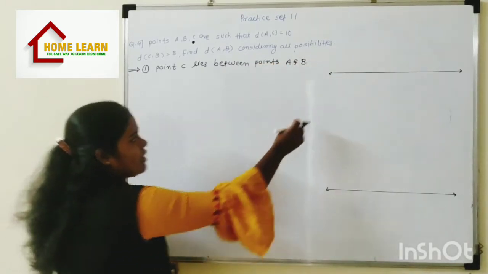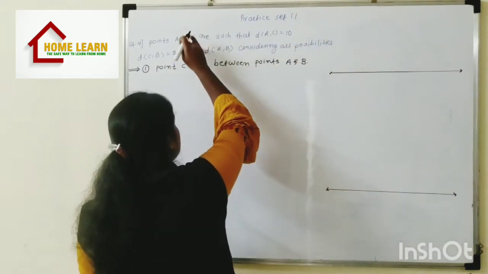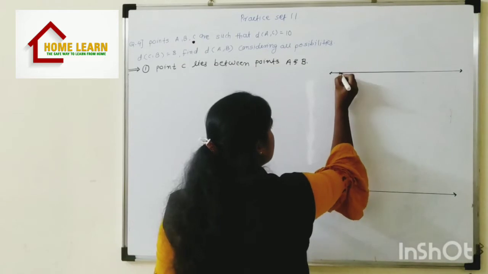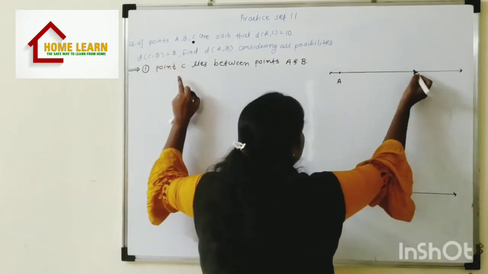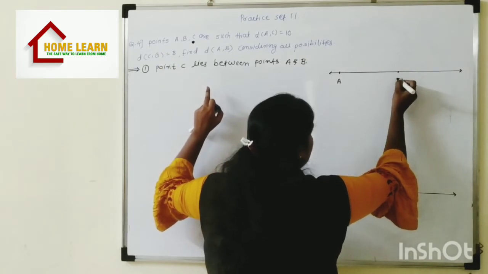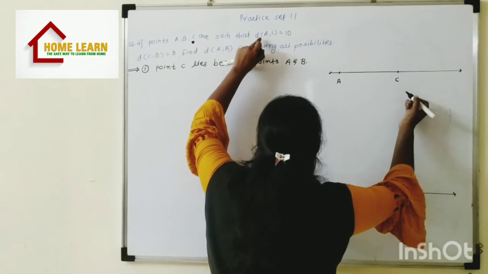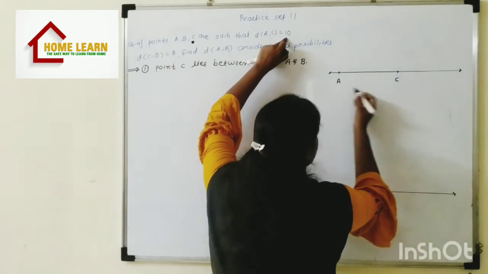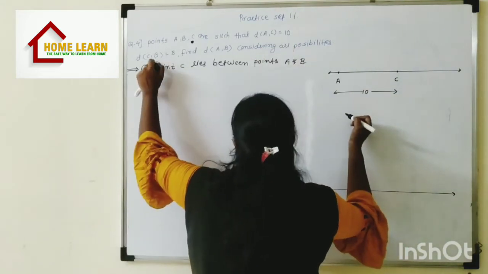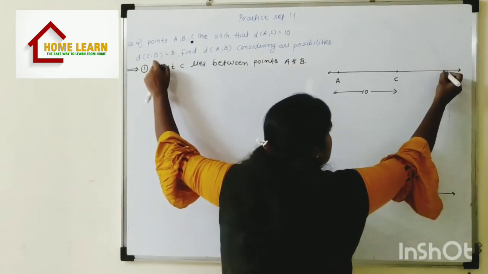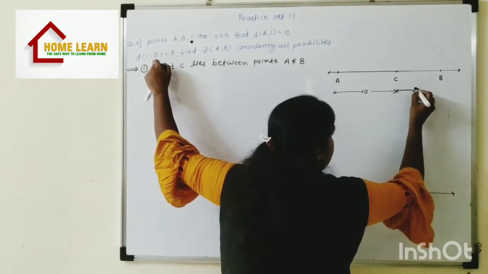See here, if we draw a number line and mark point A here, and we take point C in between A and point B. Let's see, the distance between points A and C is 10 units, so first write this here, 10 units, and the distance between points C and B is 8 units. So this is 8 units.